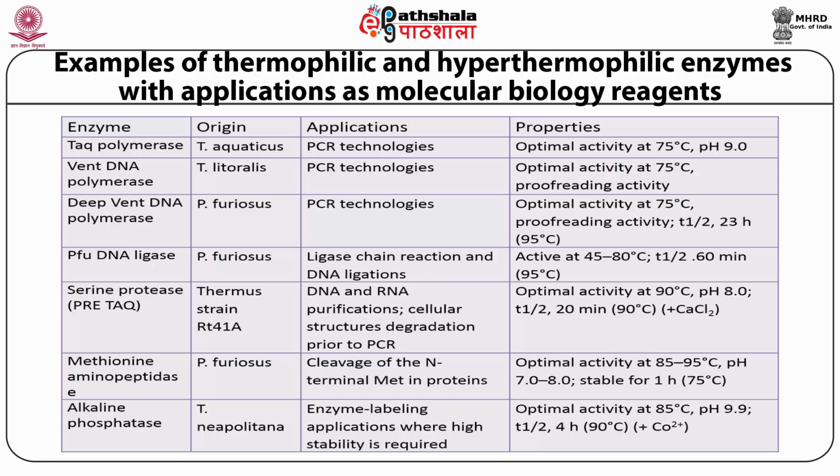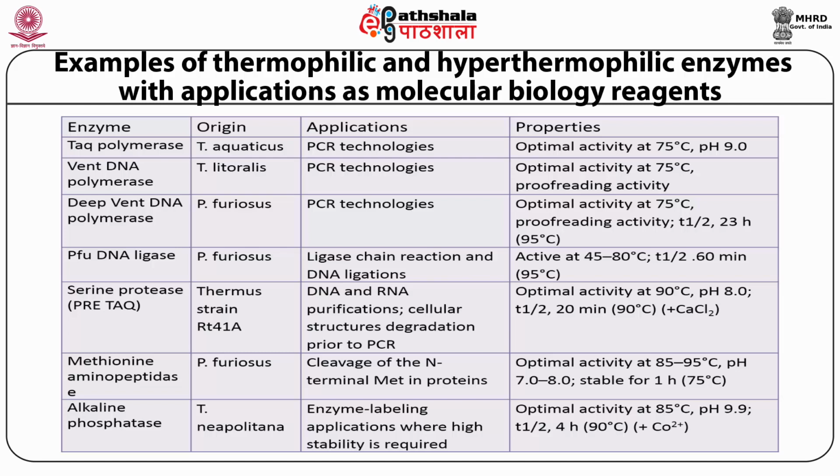Now this enzyme, which is a polymerase that can amplify or make DNA copies, has an optimal activity at 75 degrees Celsius, and it can withstand a pH of up to 9. Later on, different species of such thermophiles led to the isolation of different types of polymerases, which are now very much used in today's research. So let us take some more different enzymes.